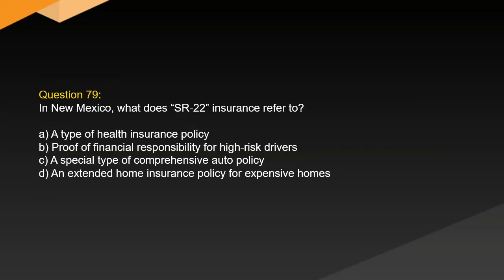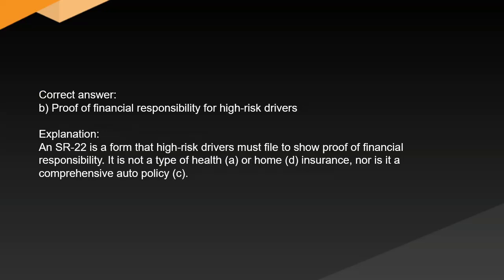Question 79. In New Mexico, what does an SR-22 in insurance refer to? A. A type of health insurance policy. B. Proof of financial responsibility for high-risk drivers. C. A special type of comprehensive auto policy. D. An extended home insurance policy for expensive homes. Correct answer: B. Proof of financial responsibility for high-risk drivers.